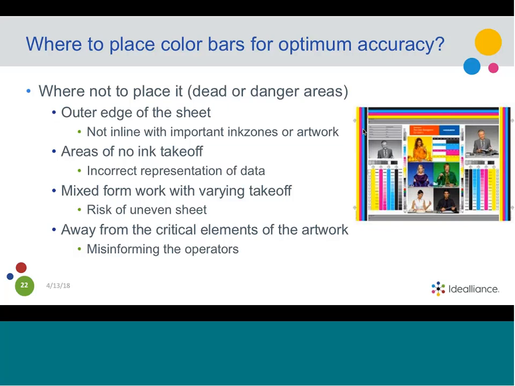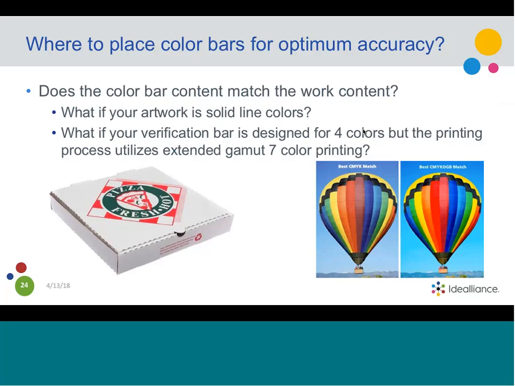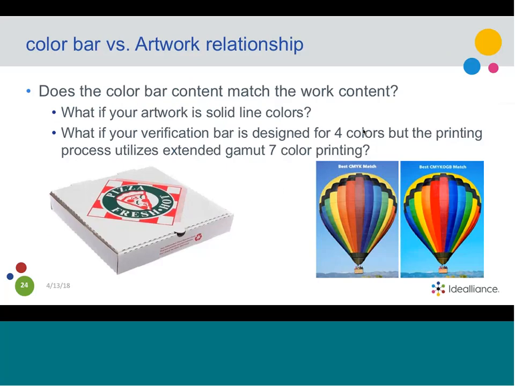And again, we want to always measure closest to the artwork that we're evaluating. If we're looking at measurements taken from one side of the press compared to artwork that's on a different side of the sheet, that's going to misinform the operators and give them incorrect direction as to how to adjust. Yeah. So Dan, keep going. Talk about the content of the color bar and how does that match the work?